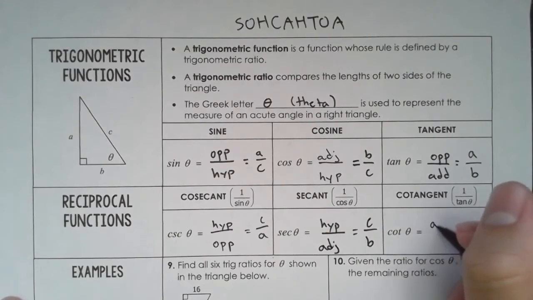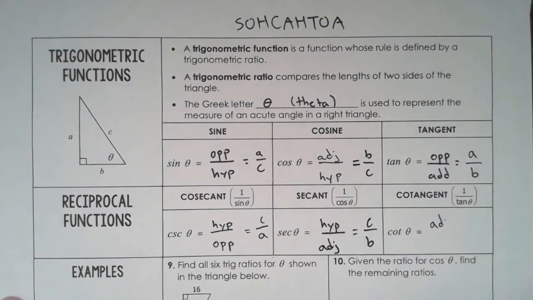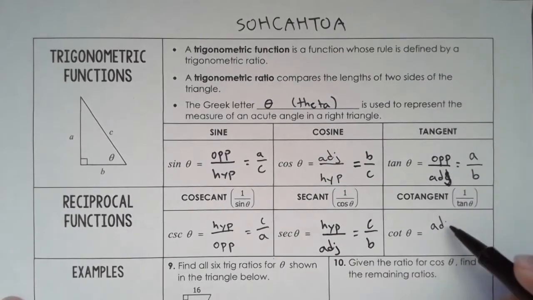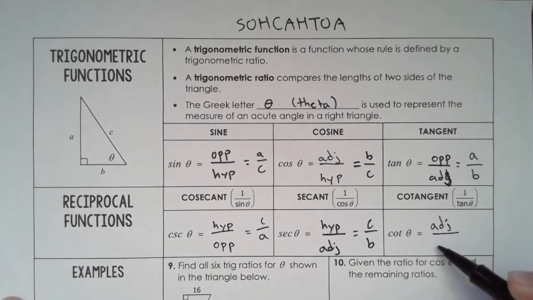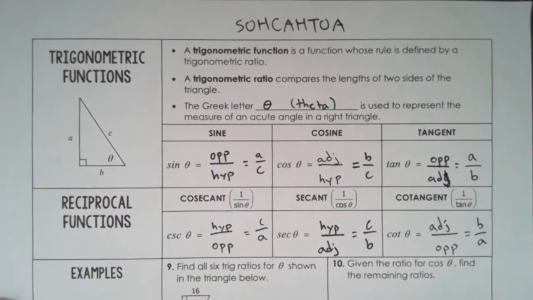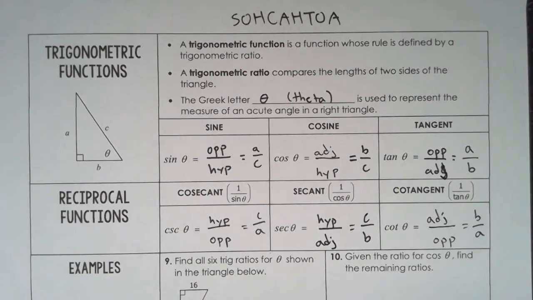So adjacent over opposite, or B over A. Whoops, I just realized I misspelled this here. It should be a J. Tangent and cotangent are easy to remember as reciprocals, because tangent is in both of them.